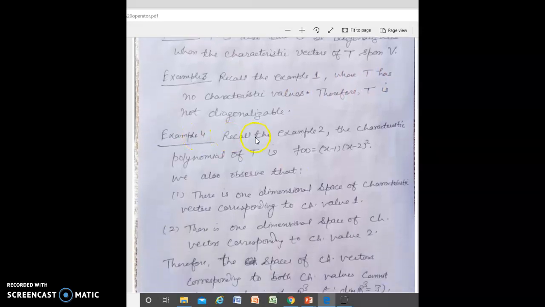Now look at another case. We call it example 4 and it is related to example 2. The characteristic polynomial of T was this, f(x) equal to (x minus 1)(x minus 2) squared. In this case you have the characteristic values, still it will not be diagonalizable. See the situation. Here we observe that there is a one-dimensional space of characteristic vectors corresponding to characteristic value 1, and there is a one-dimensional space of characteristic vectors corresponding to characteristic value 2.